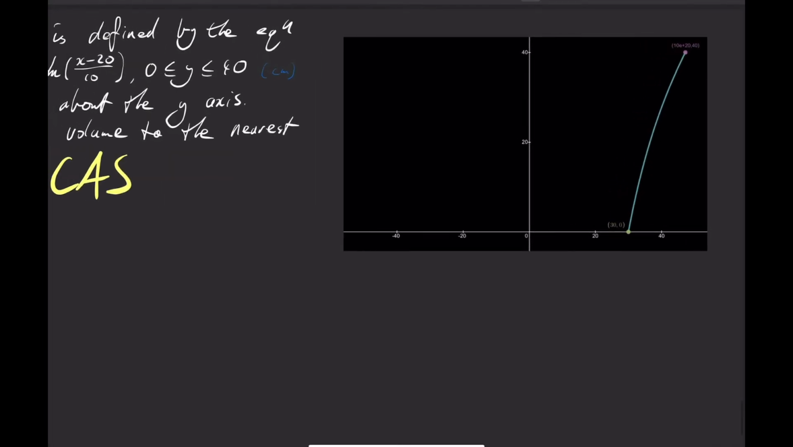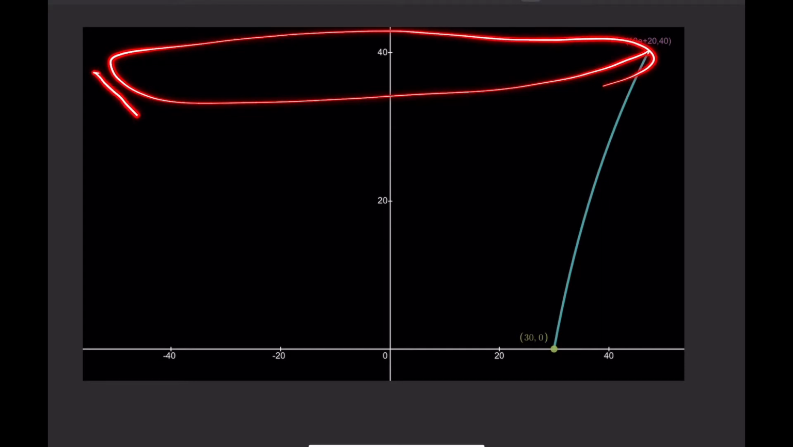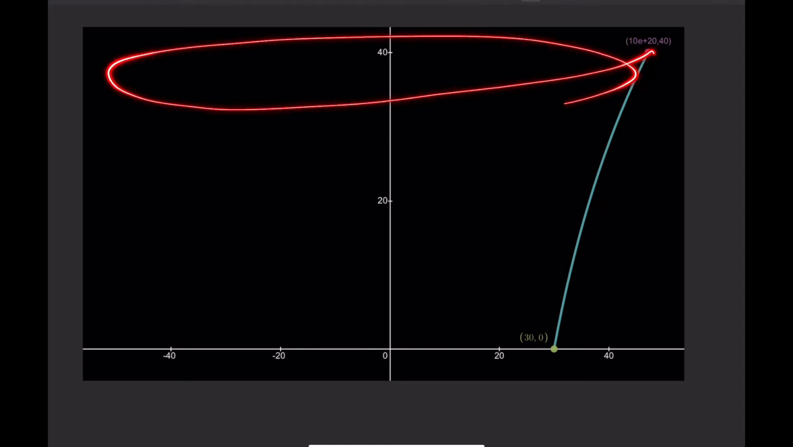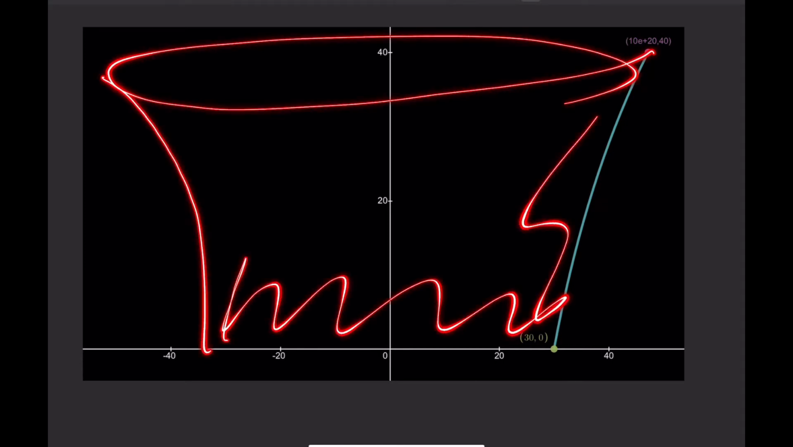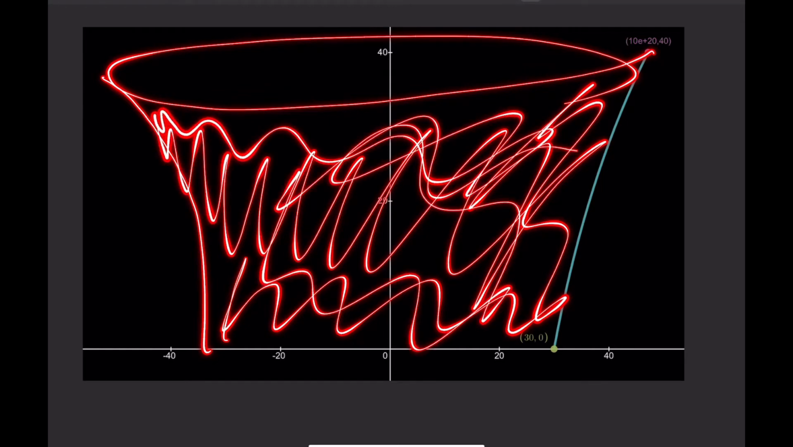So here's a picture of the graph that this bucket is being modeled by. This is our line. So y is from 0 to 40. These x values don't actually matter in this context, but suffice to say this is 10 times e plus 20, and this is 30, 0. And what's going to happen is this is going to get rotated around like that. So we're going to have a bucket like that, and we're looking for the volume of all of this space here.